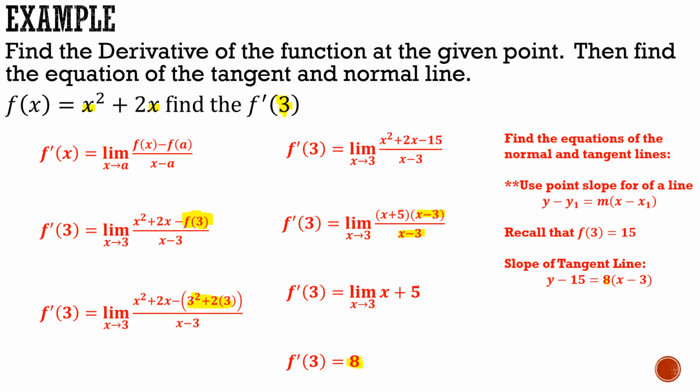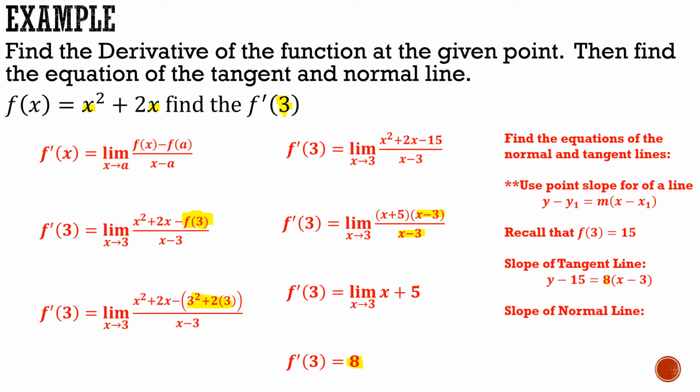8 times x minus 3, and the 3 came from the x value that they gave us to start. So again, y minus 15 equals 8 times x minus 3. Remember, I don't need to simplify it. I don't have to distribute. I don't have to add the 15 to the other side. It is customary and it's good form to leave your answer as it is right here. You actually don't want to simplify it, and I would prefer you not to.